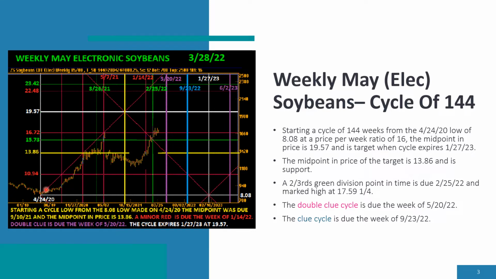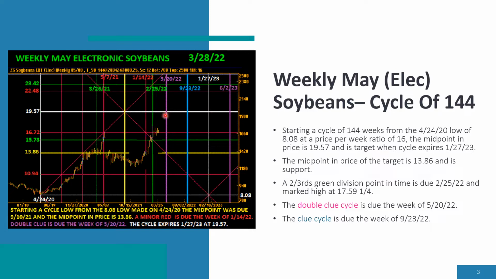This first chart is a weekly May soybeans chart showing a cycle of 144 weeks. We're starting the cycle of 144 weeks from the April 24th, 2020 low at 808 at a price per week ratio of 16 cents. This gives a time and price meet due January 27, 2023, with the midpoint in price crossing at 1957, and that is our target marked with the white horizontal line.